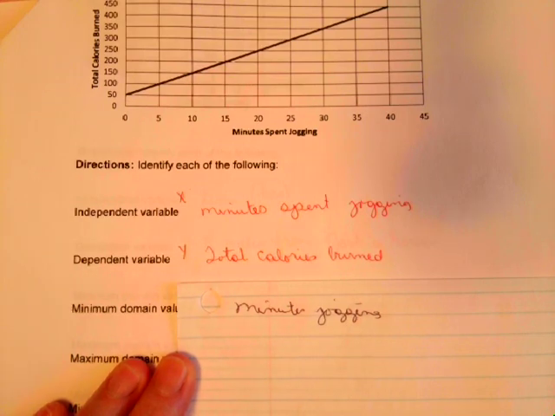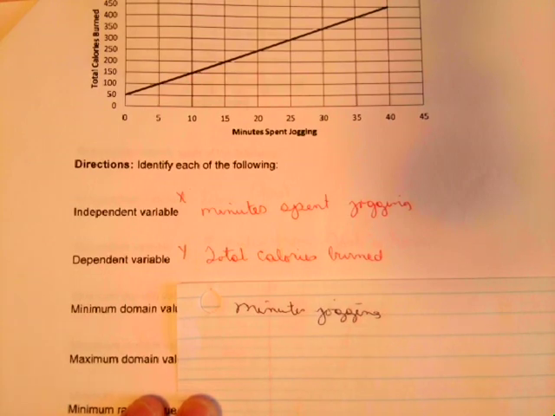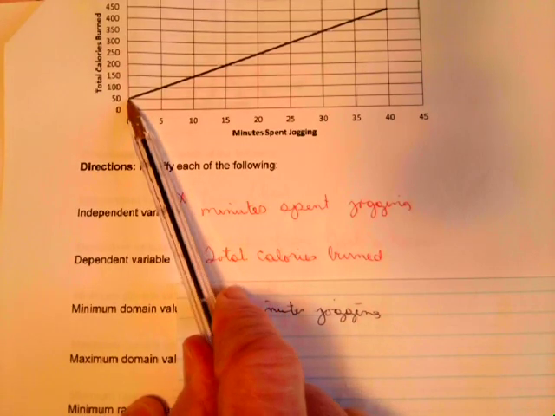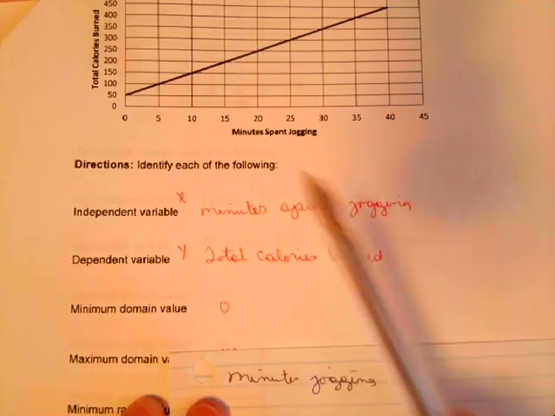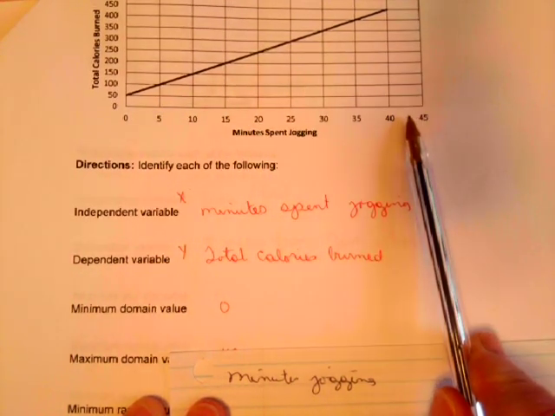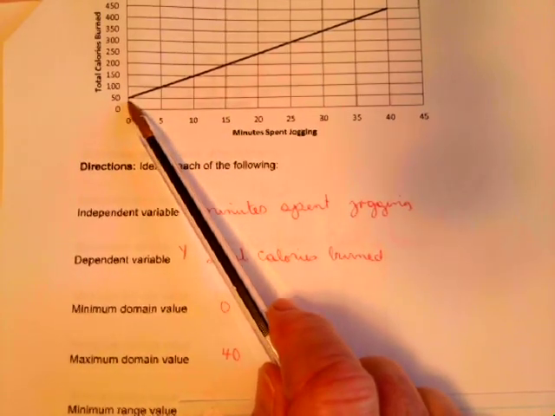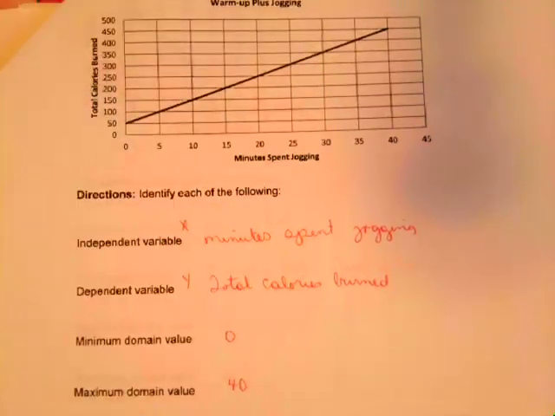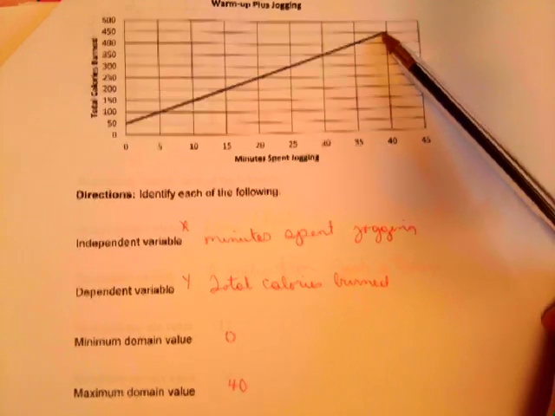Minimum domain value. What is the smallest value you see for anything on X? Well, this line starts here. Right there, what value does X have? 0. It goes all the way to here. The biggest value for X is 40. What's the minimum Y value? Well, what value does Y have right here? 50. What value does Y have right here? 450.